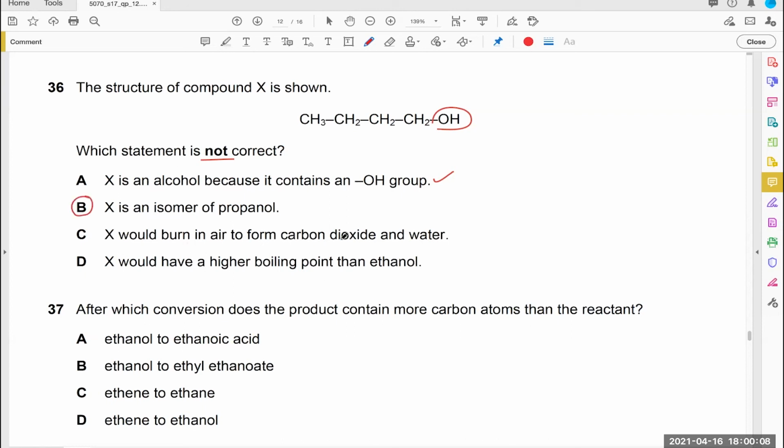X would burn in air to form carbon dioxide and water. All hydrocarbons, alcohols, carboxylic acids do this. X would have a higher boiling point than ethanol. That is true because compared to ethanol, this has stronger intermolecular forces. Ethanol's are not as strong.